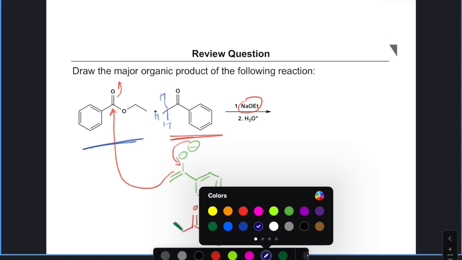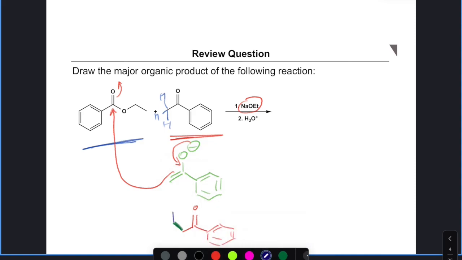And we're going to have O minus, OEt, and the other aromatic group. And this will collapse and kick out our OEt group. Final product we should have here is going to have the donor part of the molecule, the new bond, and the acceptor.